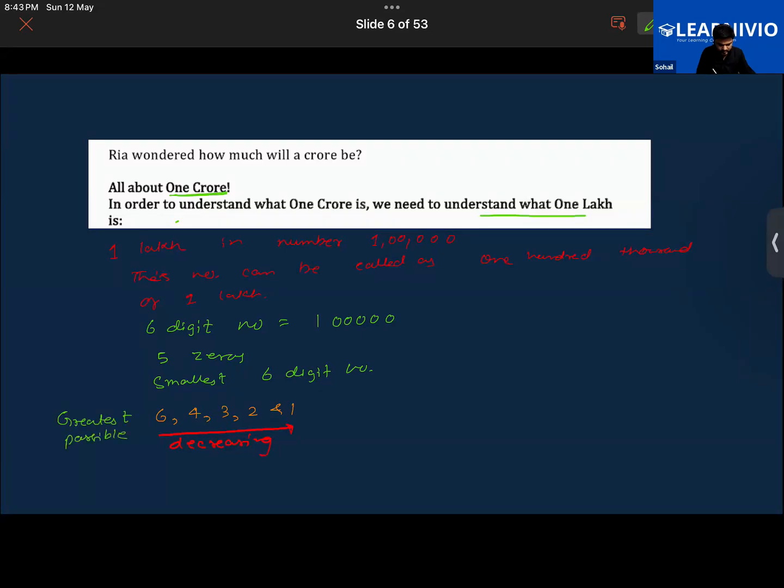1, 2, 3, 4, and 6. Very good. So here what we have done, we have arranged them in the ascending order, isn't it?